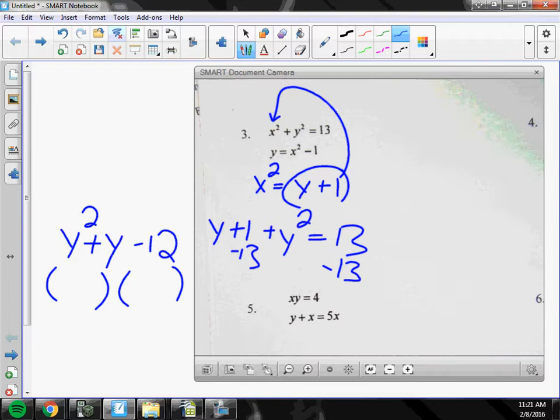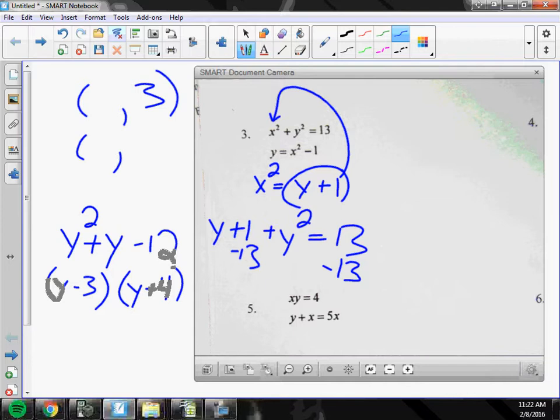So how does that factor? Not 6s. 2 numbers that multiply to be negative 12 and add to be 1. 3, negative 3, and positive 4. So negative 3, positive 4. So I have 3 as a root. And I have negative 4 as one of the roots. Now where should I put those to get my answers?